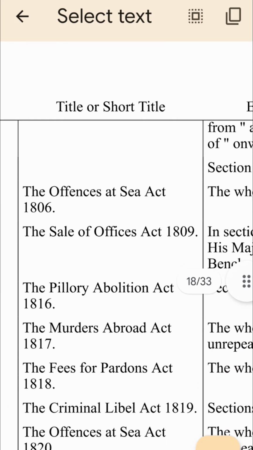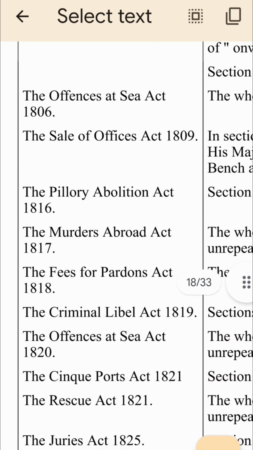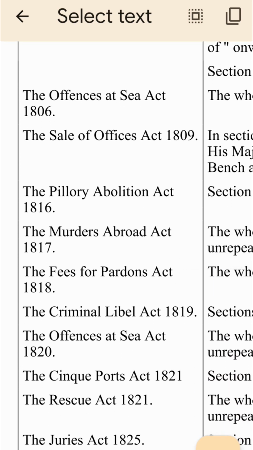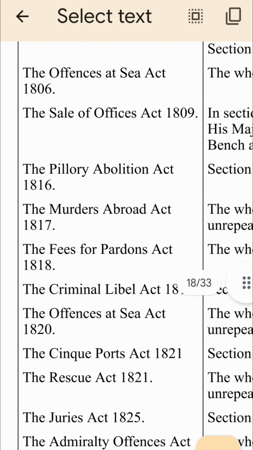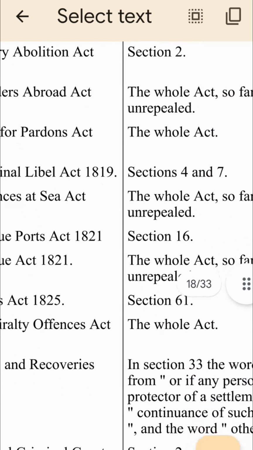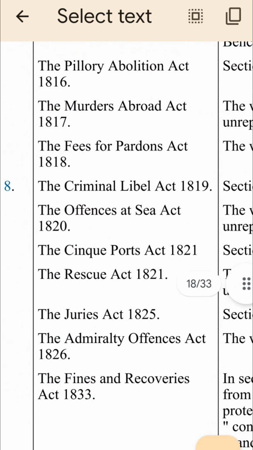Offences at Sea. Sale of officers, pillory, abolition, murders abroad. Murders abroad? Why's he got an act of murders abroad if it's not in English law? The Fees for Pardons Act. The Criminal Liable Act. The Sex Offences at Sea Act. The whole act so far as unrepealed.